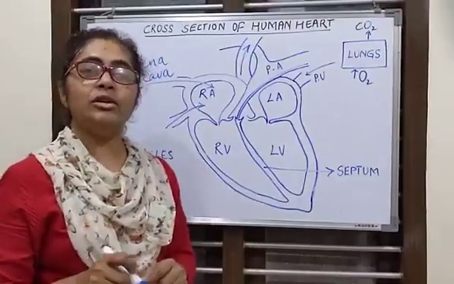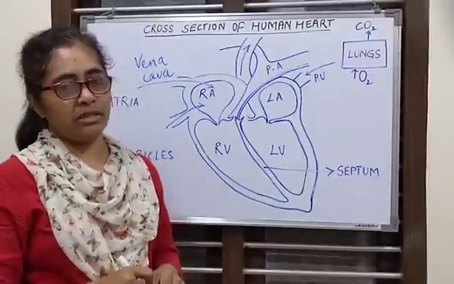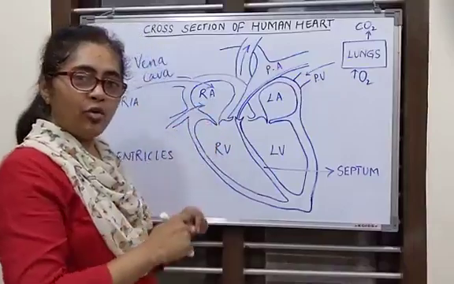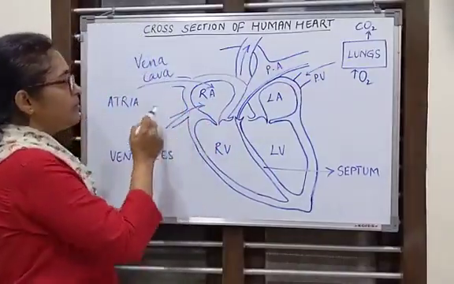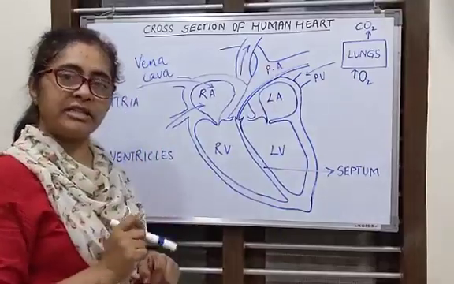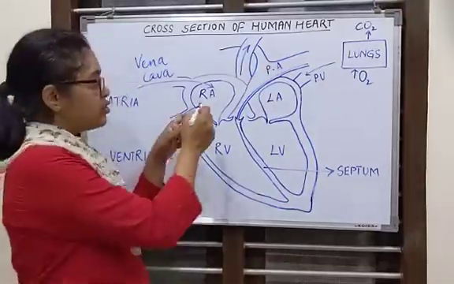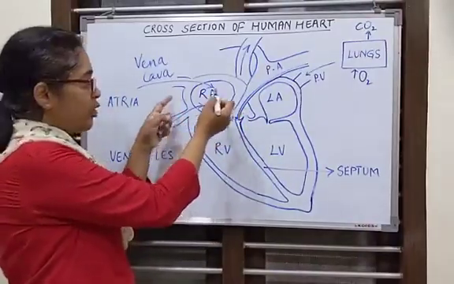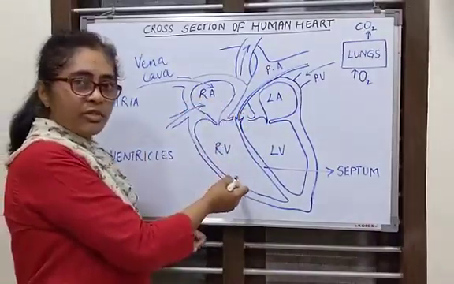Now, let's look into the working of the human heart. The deoxygenated blood from the upper and lower parts of the body will be brought into the right atrium with the help of the largest vein, which is called the vena cava. The right atrium expands to receive this deoxygenated blood and then contracts to pump it into the right ventricle.